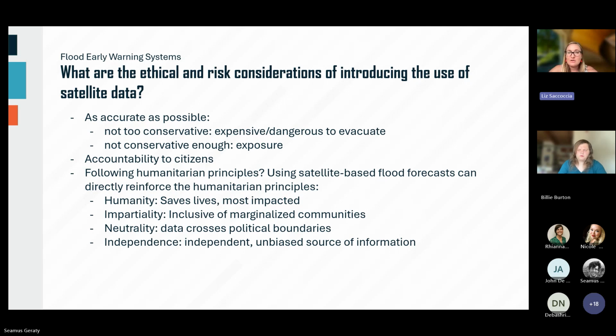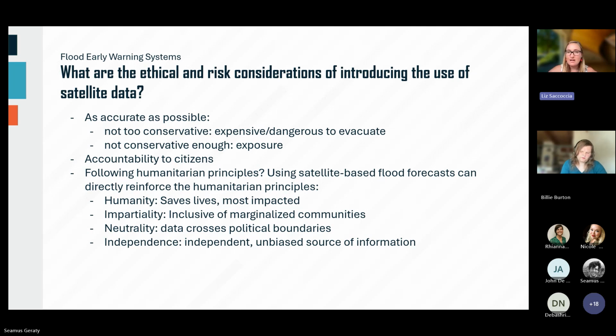It can show neutrality because satellite data doesn't see boundaries, really. It doesn't see different government structures. It can provide information across these different boundaries, making sure that people, regardless of the government structure, are getting this information. And then also, it can be independent because it can be this unbiased source of information. So these are ways it follows humanitarian principles.